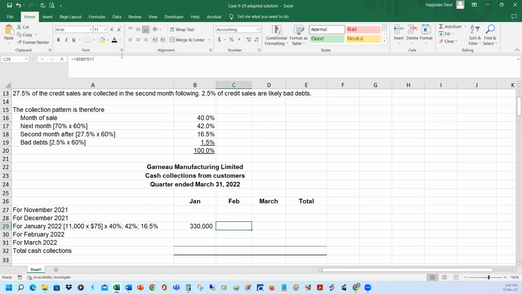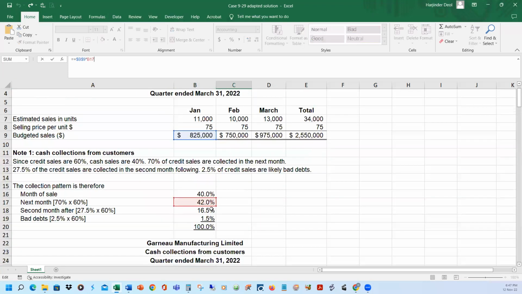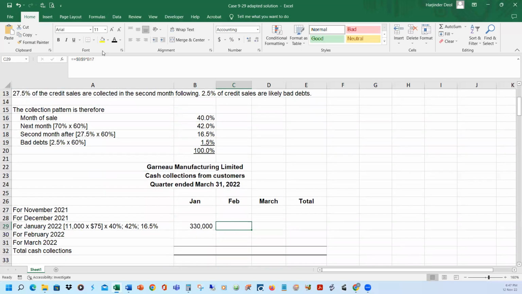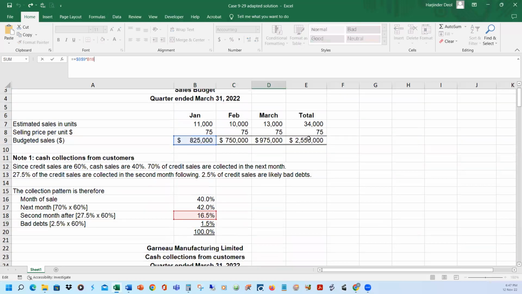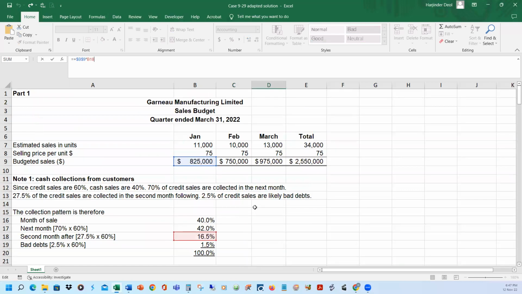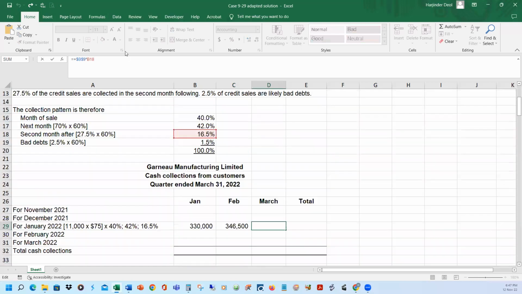In the next month, February, we will collect 42% of 825,000. So 42% of $825,000 gives us 346,500. In the month of March, we'll collect 16.5% of 825,000. So that works out to a total of 136,125.